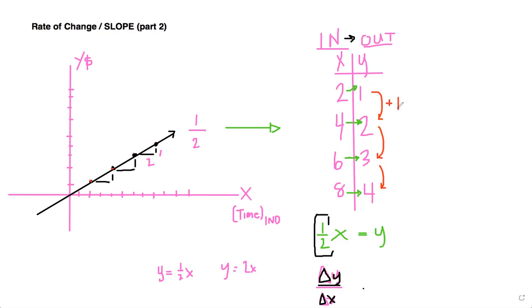These are each changing by 1, right? And then our x's are changing by how much? 2. By 2. So the rate of change in a table is also shown by how much the y's are changing. Our y's are changing by 1 and our x's are changing by 2.